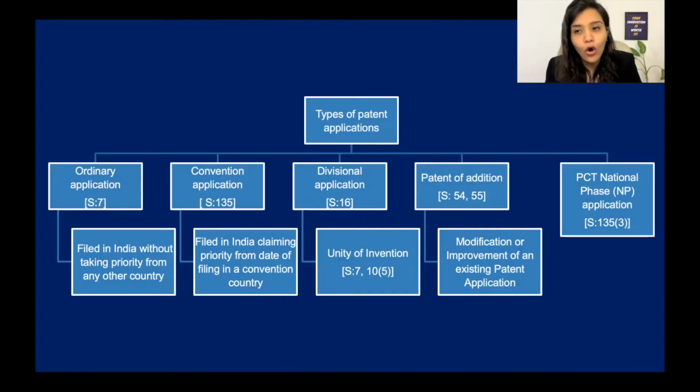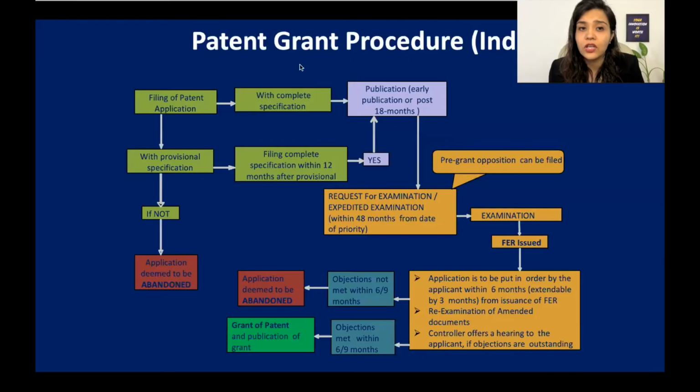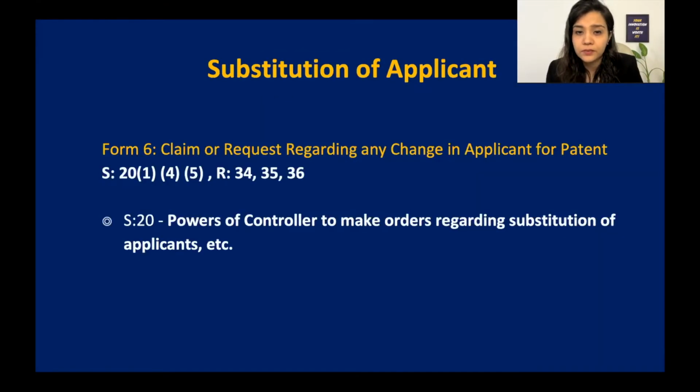So what is an ordinary application? An ordinary application is an application which is first filed in India. It can be a provisional application or a complete application. Like we studied, there are 2 types of patent application: provisional and complete. If there is a provisional application, we have to give a complete application within 12 months, otherwise my patent will be considered abandoned. And if I am making a complete application, that can directly be processed.